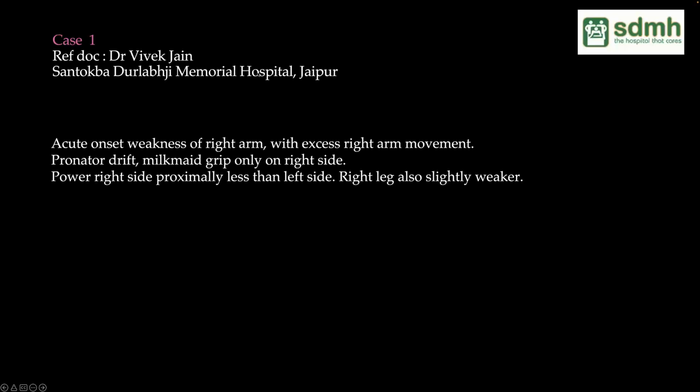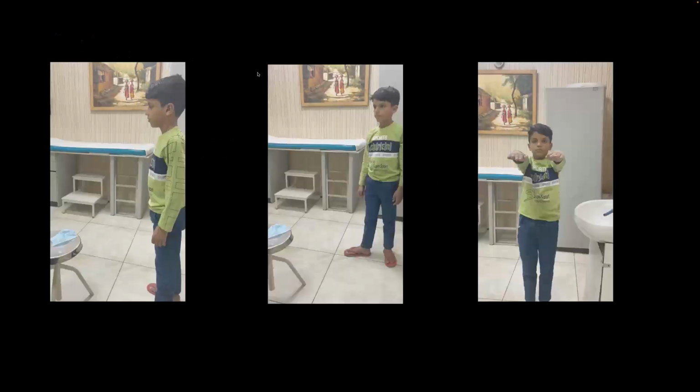So this is a 9-year-old boy who came with no previous complaints. Birth was normal, no problems at birth, normal milestones, and suddenly for a week, acute onset right arm weakness. But along with the weakness, he was having excess movements of his right arm. So when I examined him, there are some videos in the next slide. So when he walks, the first.